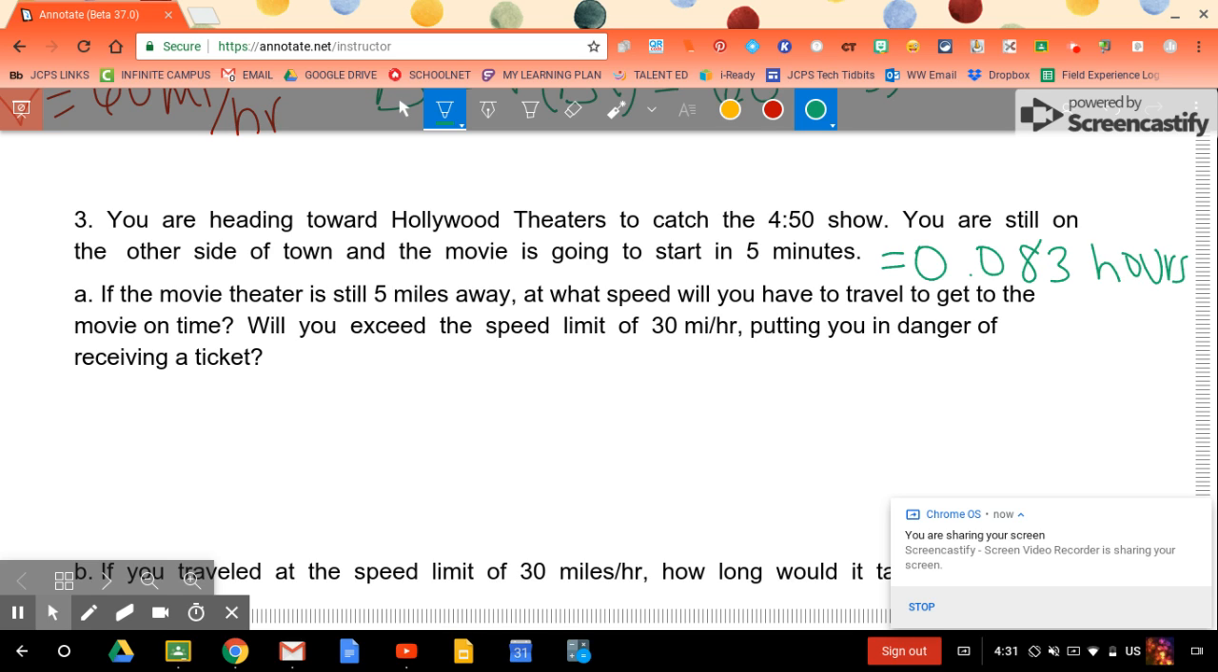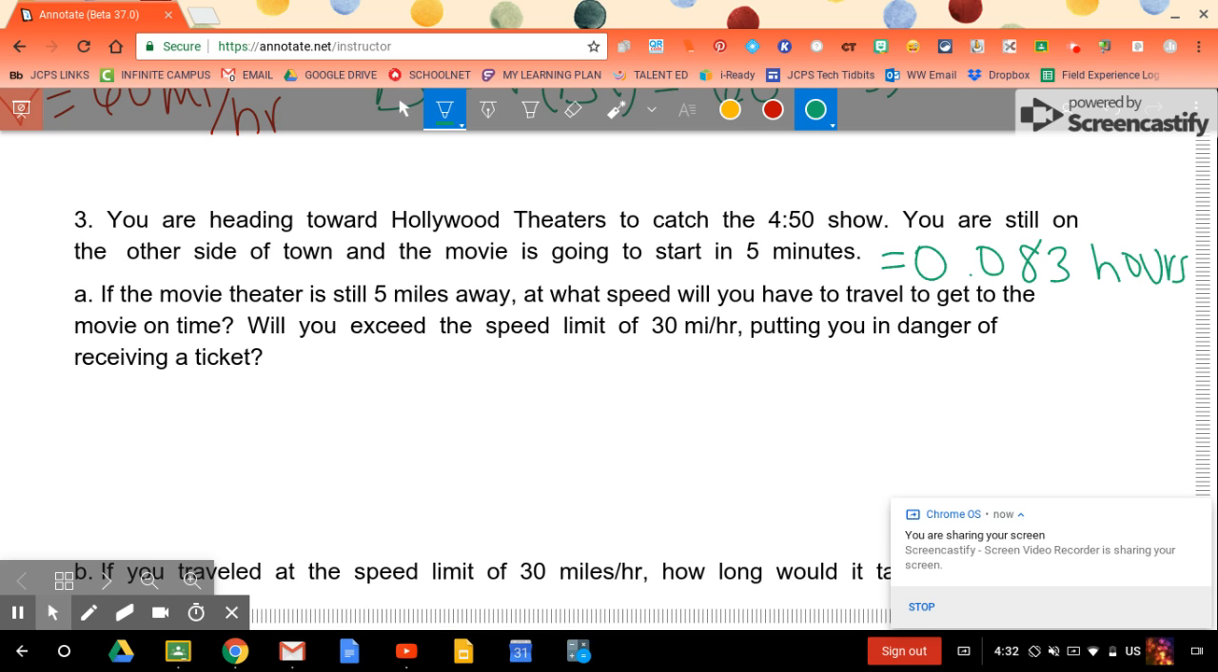So you are heading towards Hollywood Theaters to catch a 4:50 show. You are still on the other side of town, and the movie is going to start in 5 minutes. If the movie theater is still 5 miles away, at what speed will you have to travel to get to the movie on time? Will you exceed the speed limit of 30 miles per hour, putting you in danger of receiving a ticket? So we first have to find out our speed.